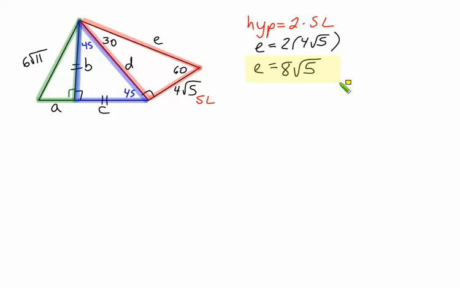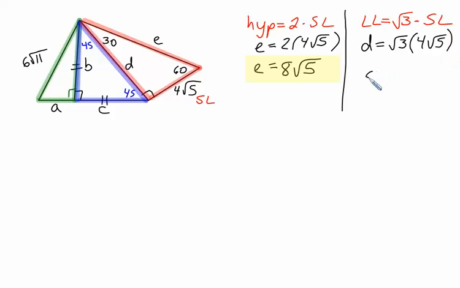Please make sure the answer is fully simplified and that you have circled or done something to identify your final answer. Then we know that the long leg is radical 3 times the short leg in a 30, 60, 90 right triangle. The long leg is across from the 60-degree angle. In this case, the long leg is D, and our short leg is 4 radical 5. So when we simplify, now these are pretty simple simplifications. D is 4 radical 15. That took care of the triangle in red.